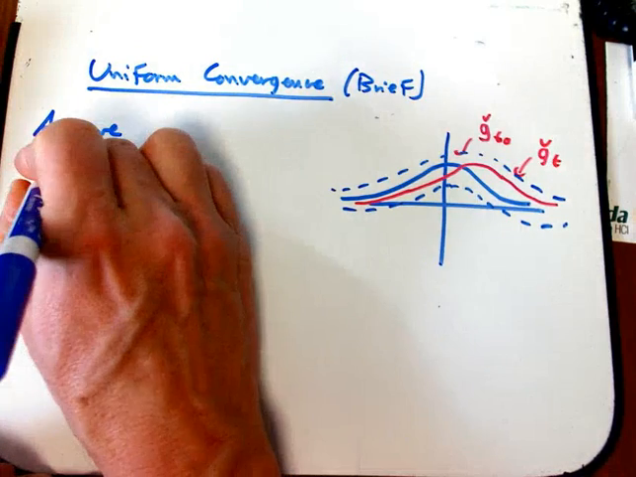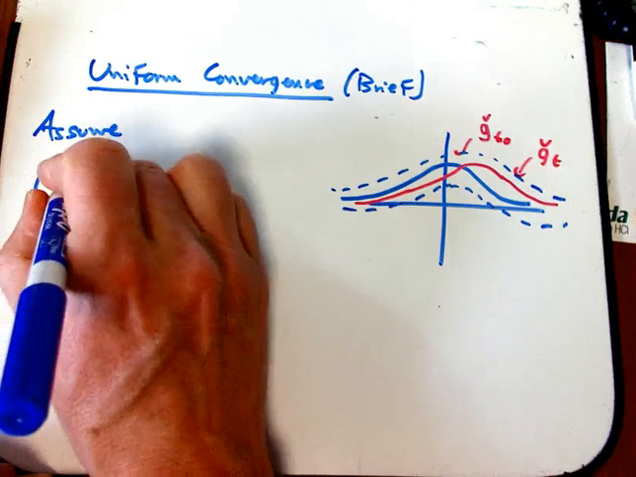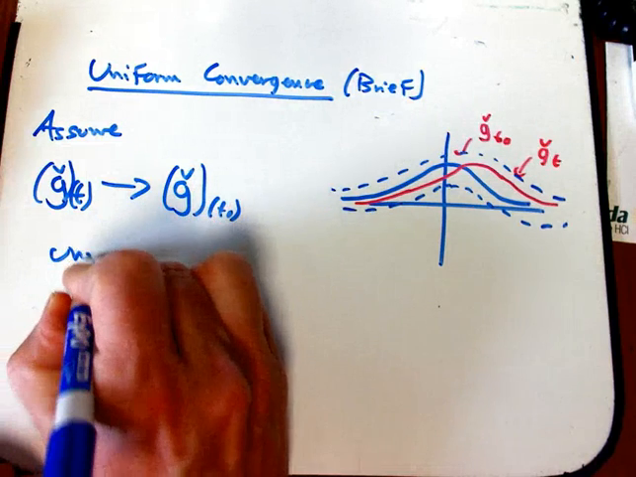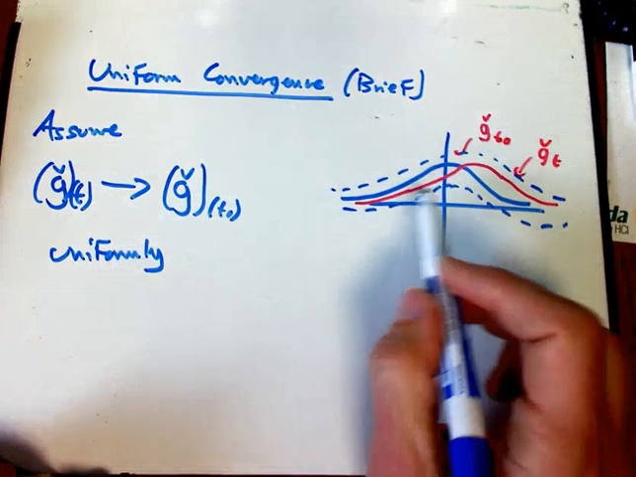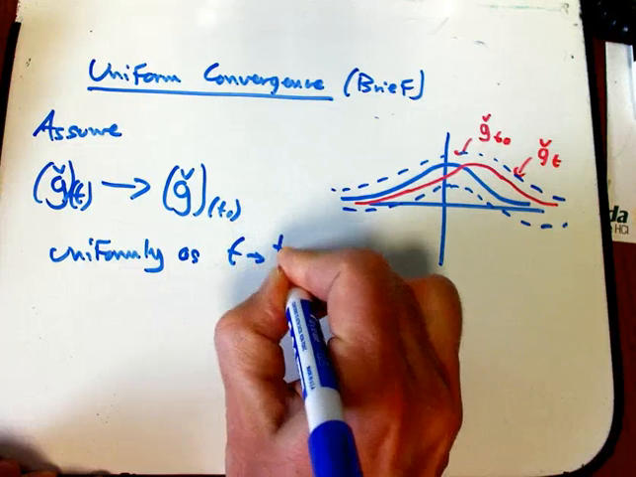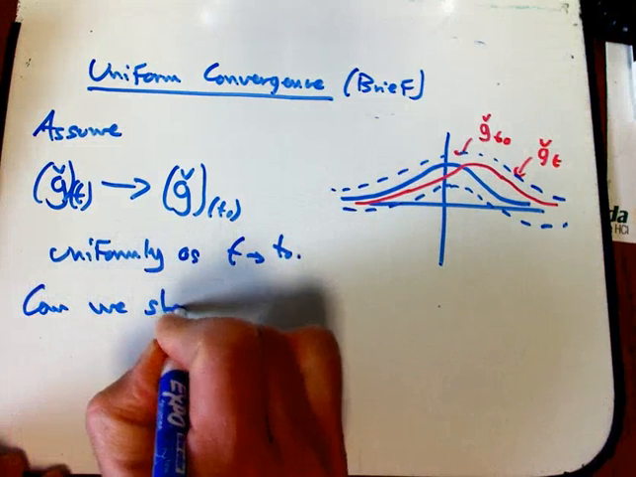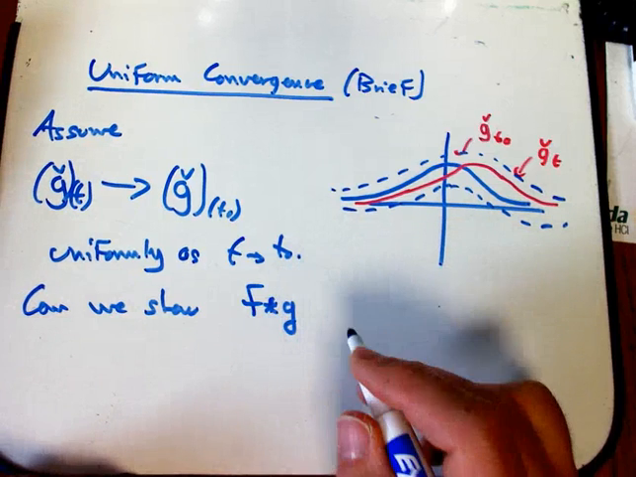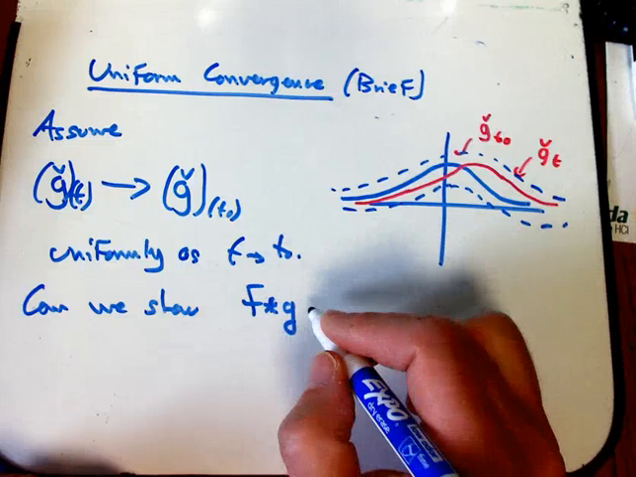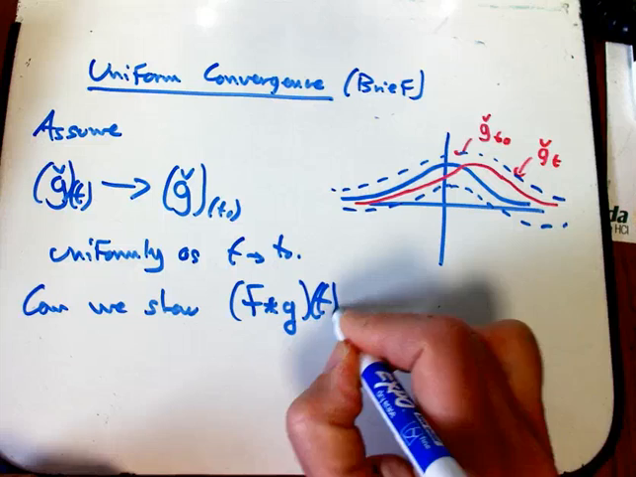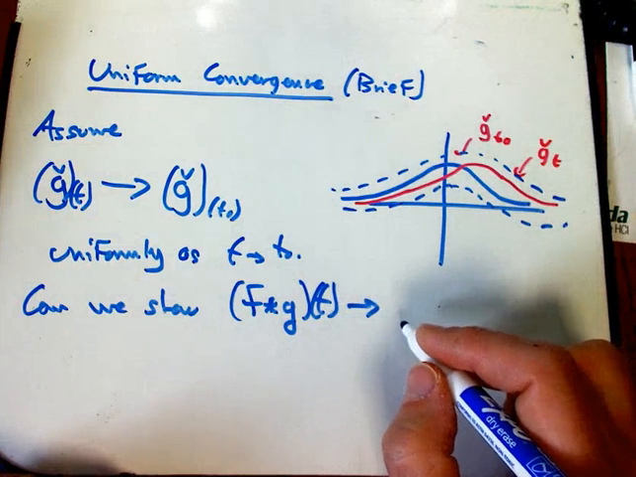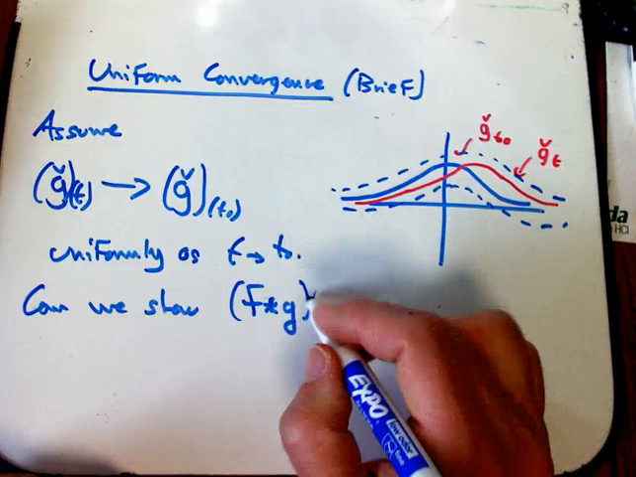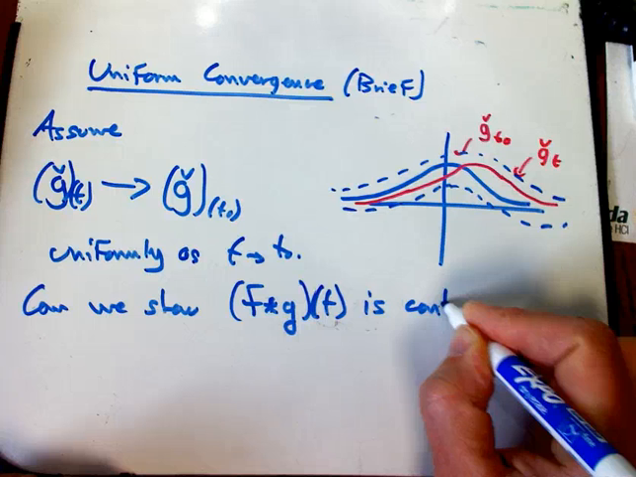So assume that g check t goes to g check t naught uniformly. So that's that picture, that it actually stays within that band as t goes to t naught. And now can we show that f star g of t is continuous? That's what we were trying to show.